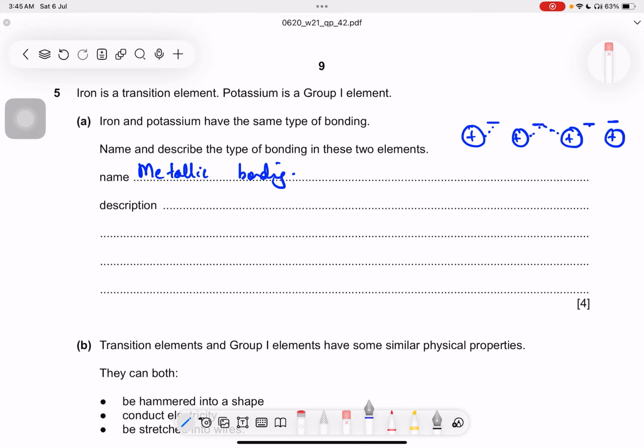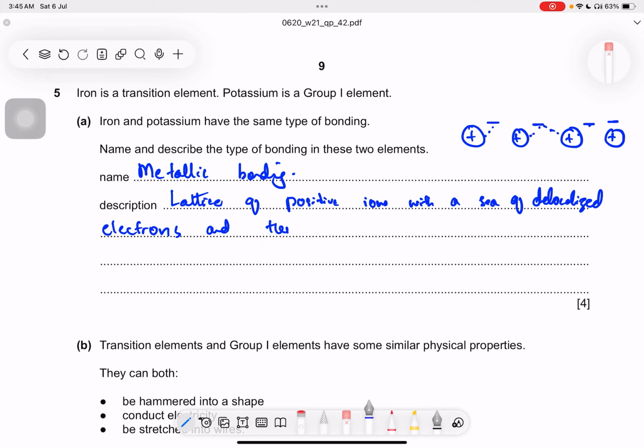So we can call it a lattice of positive ions with a sea of delocalized electrons, which are basically the cause of electrical conductivity in metals. And there is a force of attraction between the positive ions and the electrons.